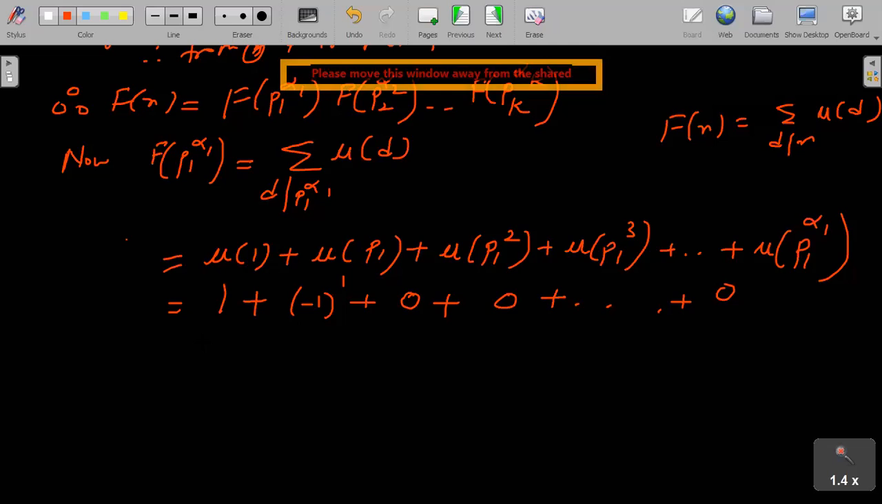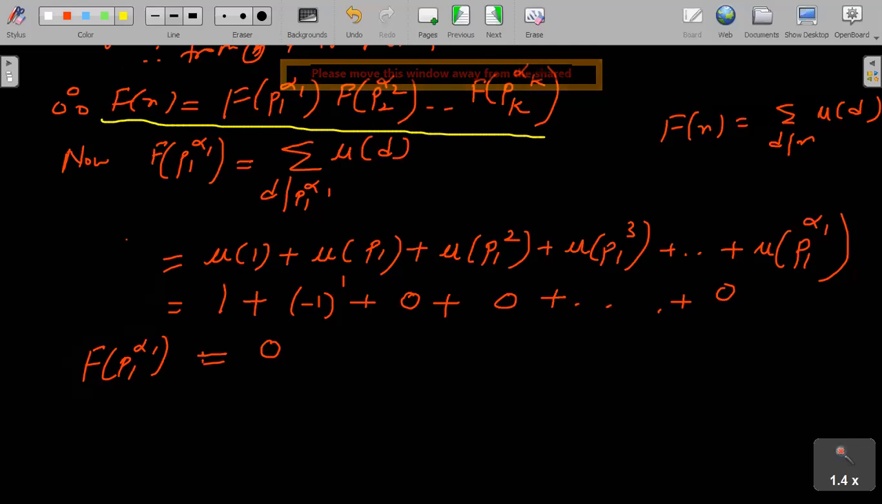So you see what this will become. This is 1, the rest all is 0. So this is 1 minus 1, which is also 0. So you see, what is F of p1^α1? 0. So if I use this result, what will be F of n?